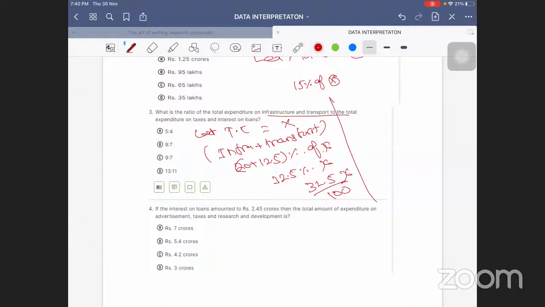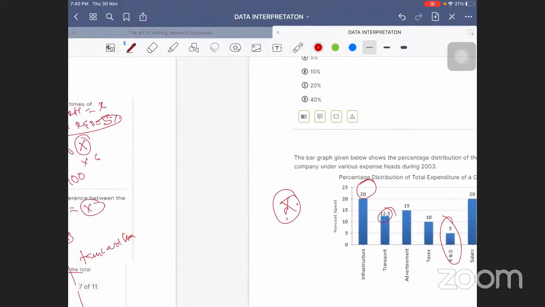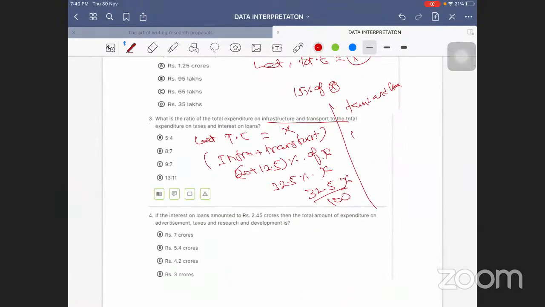The next condition is total expenditure on taxes and loans. Taxes I think is 10, and loan is 17 percent. So 10 plus 17, that is 27.5 percent of X. So total we can write 27.5 divided by 100 into X. They are asking what the ratio is.